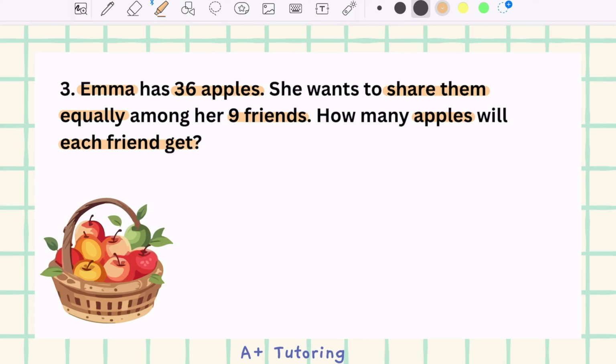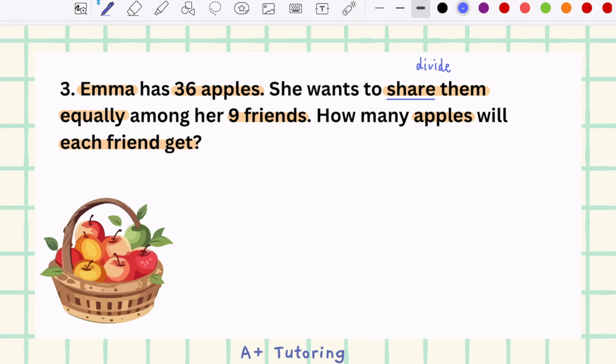Okay, a couple of things to look at here. So, who's involved in this story or example? We know that Emma has 36 apples, right? And she wants to share them. So, when we see the word share, instantly in your mind, you need to think about dividing, right? Dividing those 36 apples, or giving them out to someone in a certain amount, right? So share should give us divide in our heads.